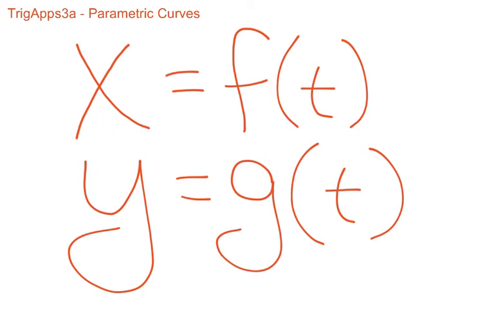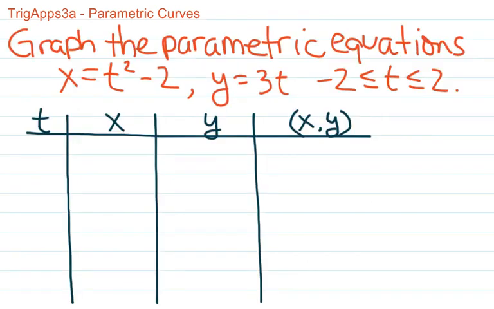Okay, let's move on. Let's take a look at how to start with 2 equations and begin to graph them. So here's an example that gives you 2 equations. X equals some function based on time, and y equals some function based on time. And then we give this window that the graph is actually operating under.